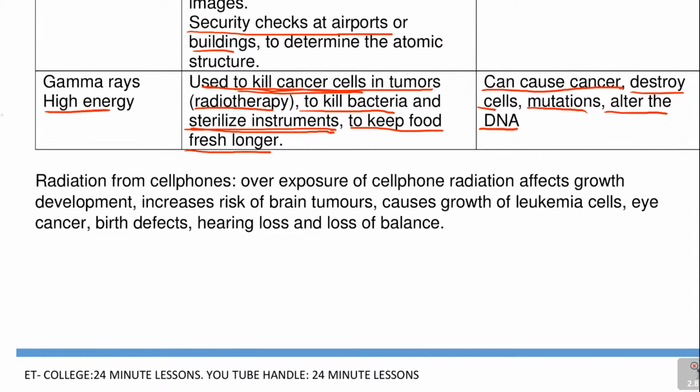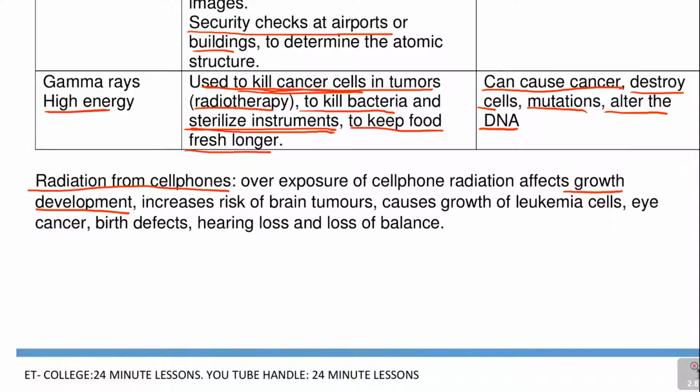Now, let's look at the radiation from cell phones. Also important. Overexposure to cell phone radiation affects growth and development, especially in babies if they are exposed. That's why they say when you're sleeping, don't sleep with your cell phone, but put it far away from you, because it does affect growth and development.